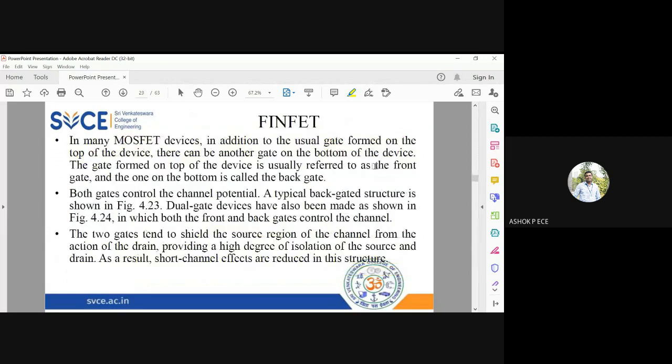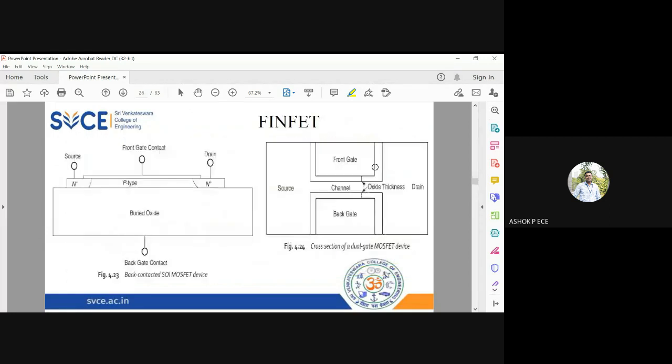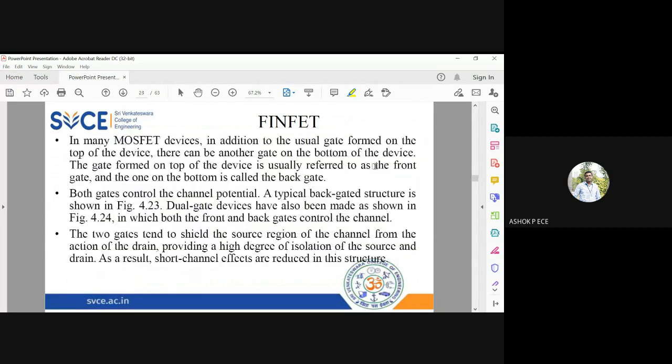Now the next one is FinFET. So we are going to go for the next type of device called FinFET. These two topics are actually a part of Unit 3, but they are given in the book as a part of Unit 4, so I am teaching it here. But actually, the double gate MOSFET and the FinFET are part of Unit 3. Please remember that. I'll try to change that in the PPT so that you will not get confused.